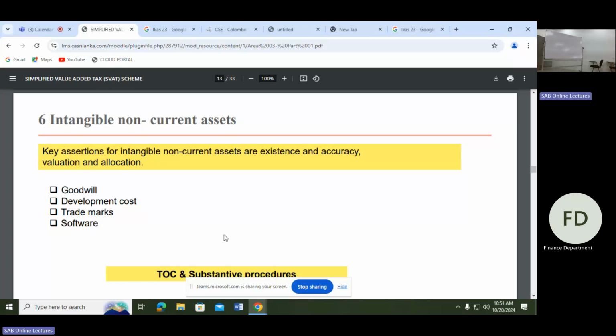So then we can capitalize it as an intangible asset. So the purchased customer list can be capitalized. But your own customer list can't be.